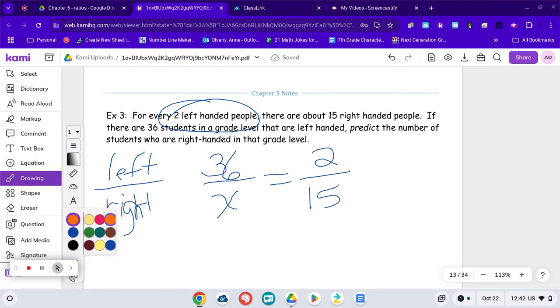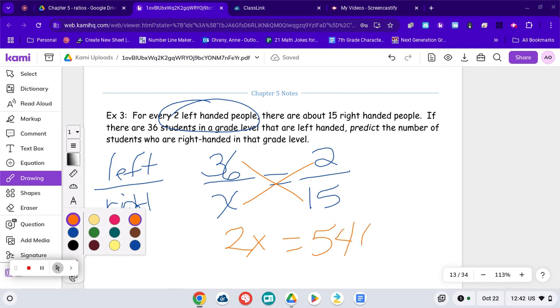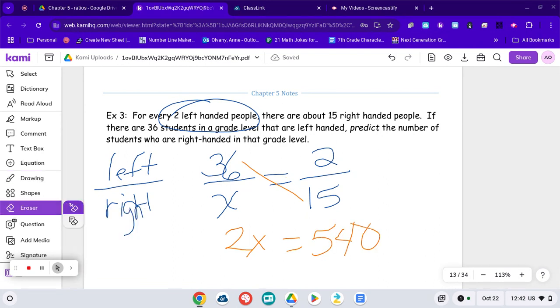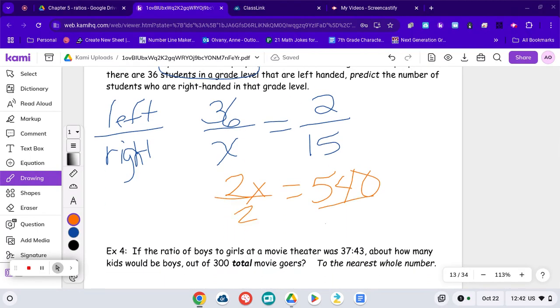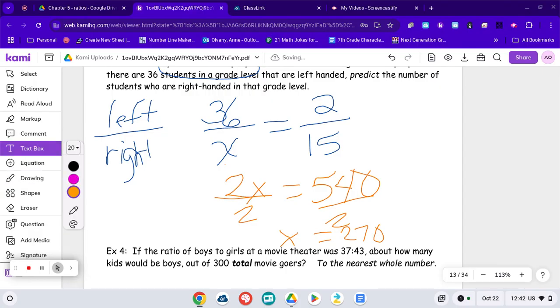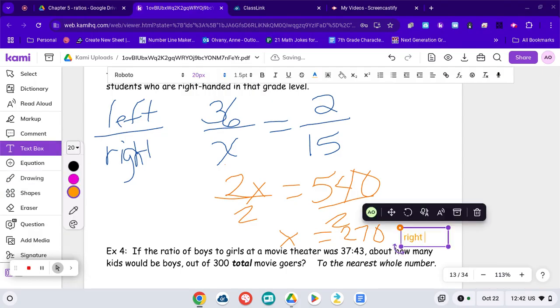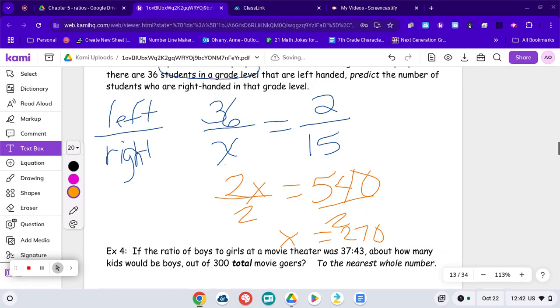Something I don't want you to do is this. I don't want you to go, okay, multiply those and then multiply those, because that x in the middle looks like perhaps you're wanting to multiply them and you're actually not multiplying them. So either don't do anything or circle them. Okay? So that gives us 540. We're going to divide that by 2, and that gives us 270 right-handed students. Right-handers, I'll call them. Okay.